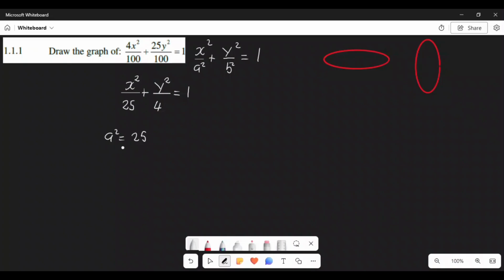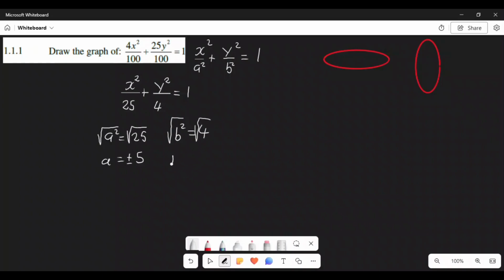So we need to solve for a. We are not looking for a squared, we are looking for a, so we square root it. We square root a squared to get a, and the square root of 25 is plus or minus 5. So for a we are fine, we managed to get it. What about b? Now we are looking for this b. We know that b squared, which is dividing y squared, is 4. So in order for us to get the actual b, we must square root this.